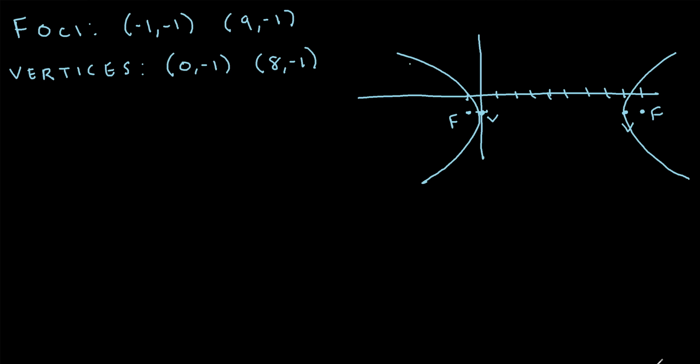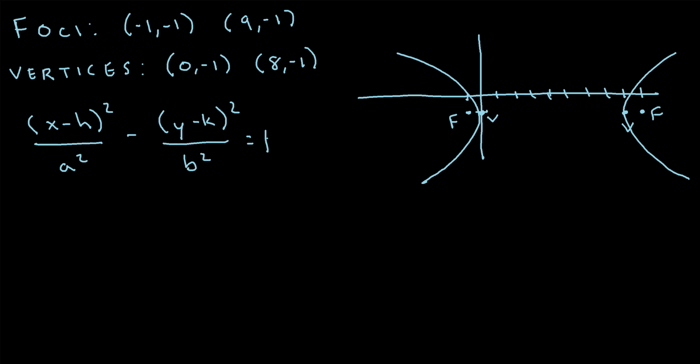Well, when we have one that opens left and right like this, the formula that we use is (x minus h) squared over a squared minus (y minus k) squared over b squared is equal to 1. Now, if we had a hyperbola that was opening up and down, then the y minus k and the x minus h would be flipped. But in this case, we're just going to use this equation. So first, it helps if we can find the center of the hyperbola, because that has the coordinates (h, k).